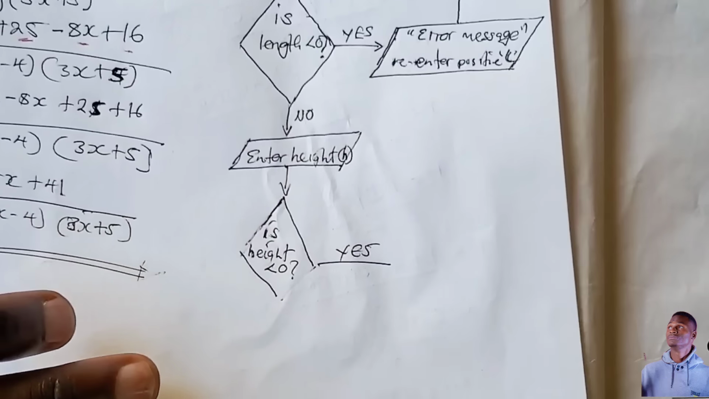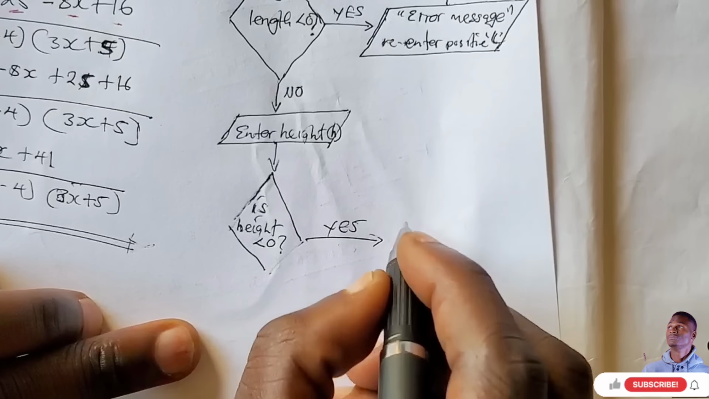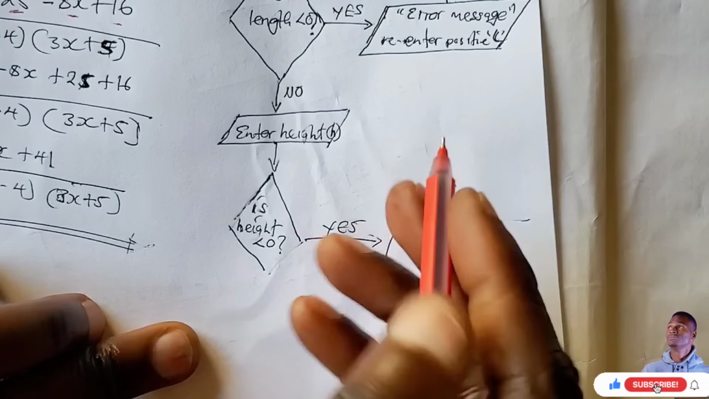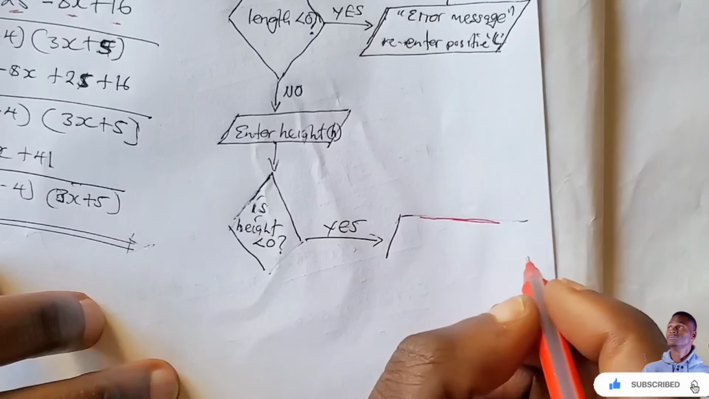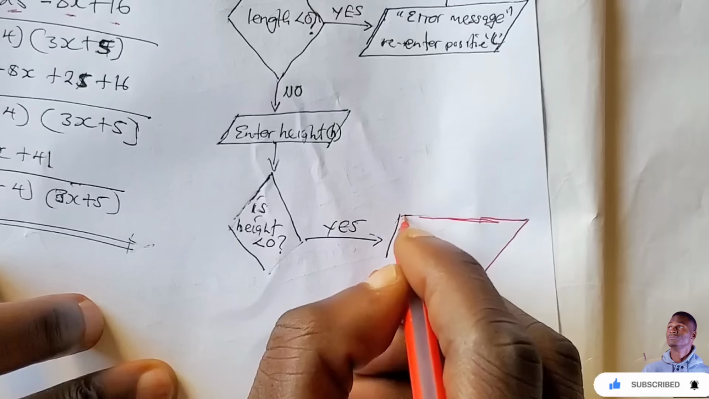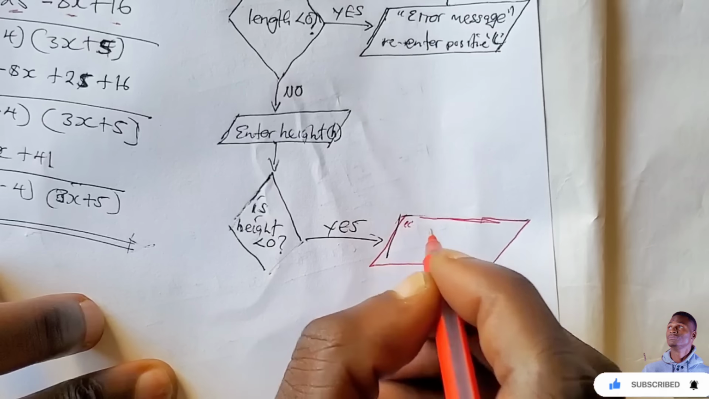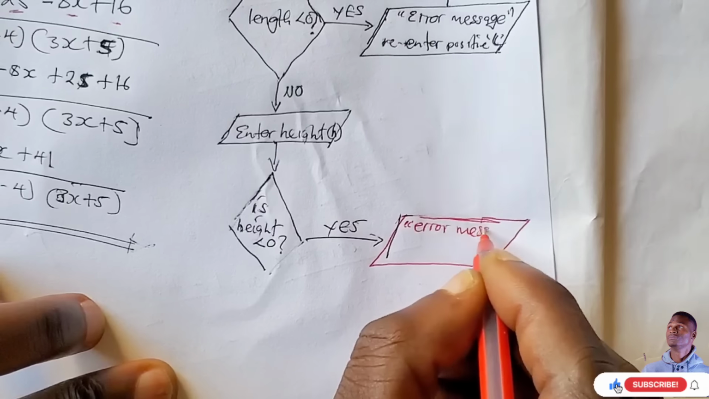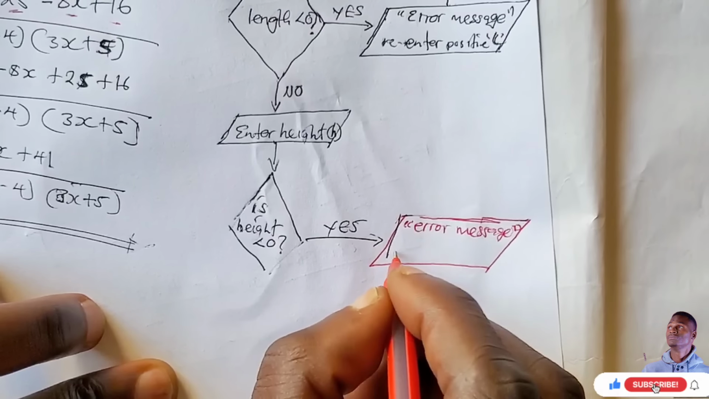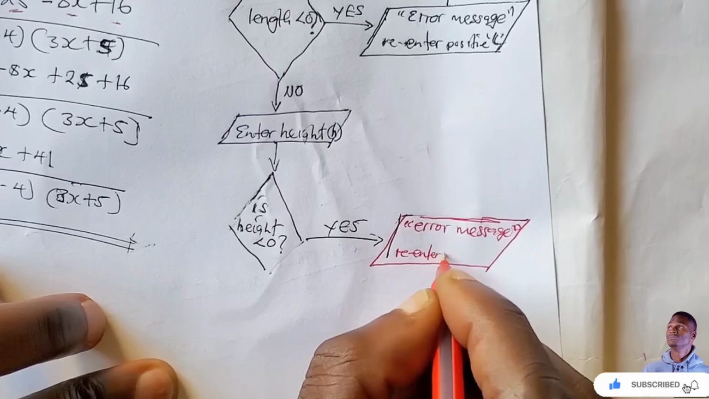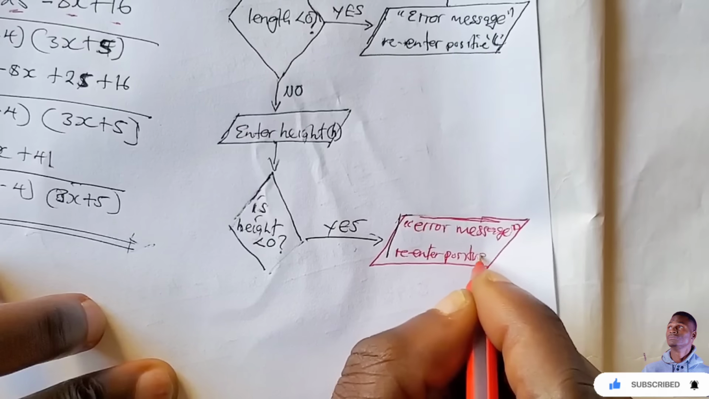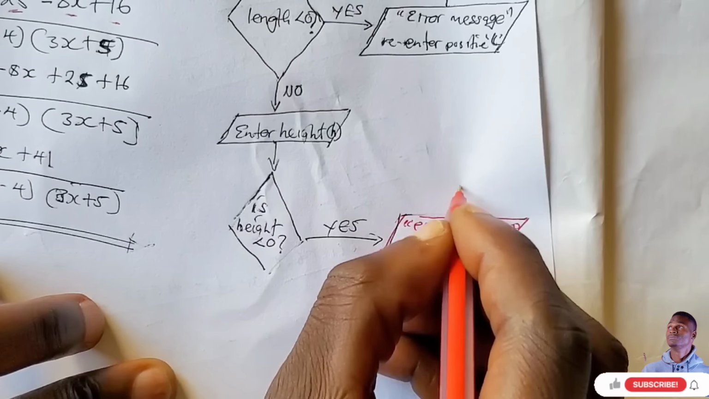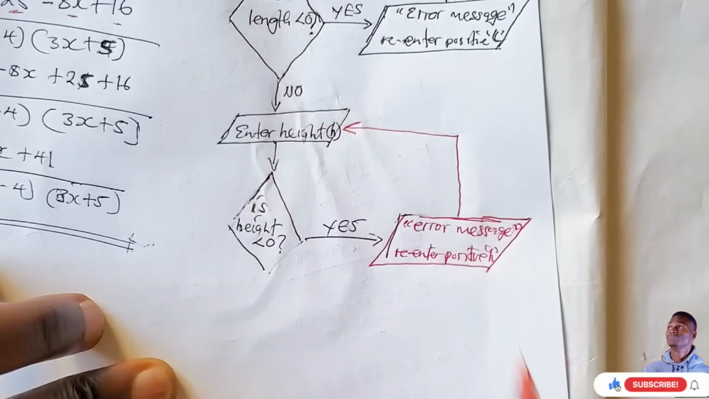Same procedure. So here we're going to display like this. Okay, let me use this. Okay. So error, we're going to say error message. Re-enter what? Positive height, h. Okay. Re-enter. So we're going to get back to where you're supposed to re-enter height here.